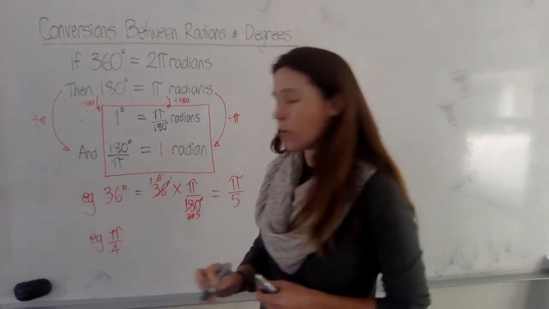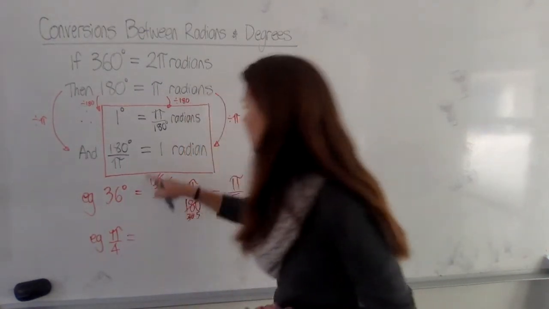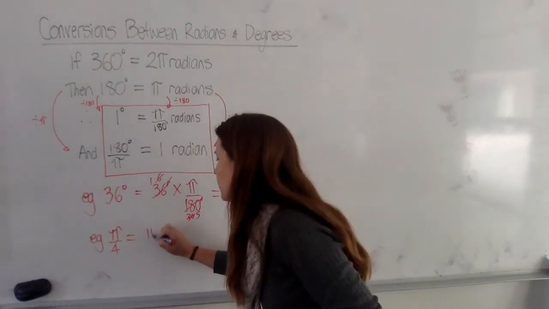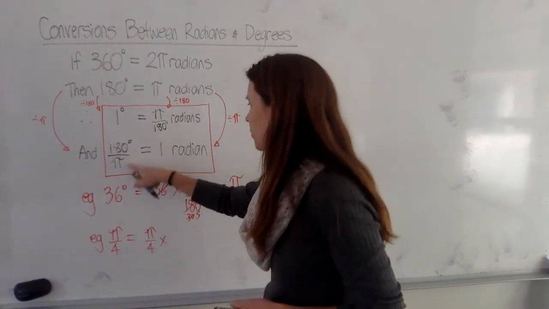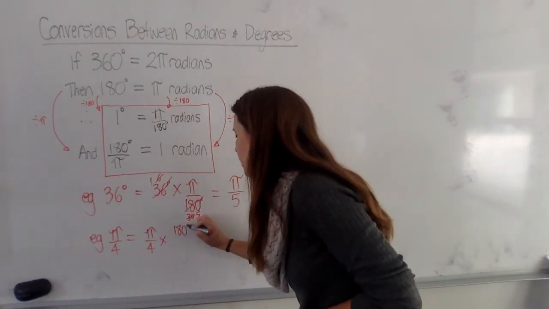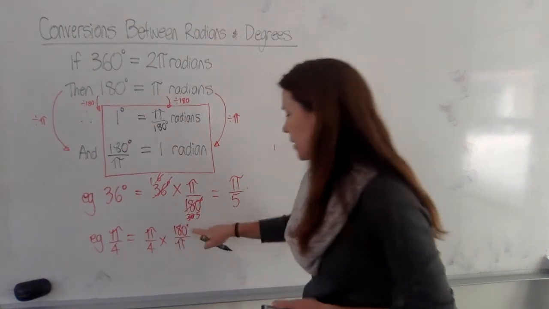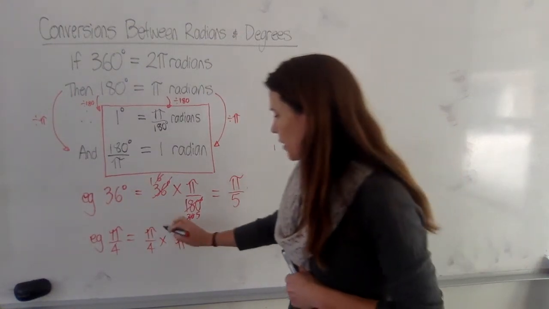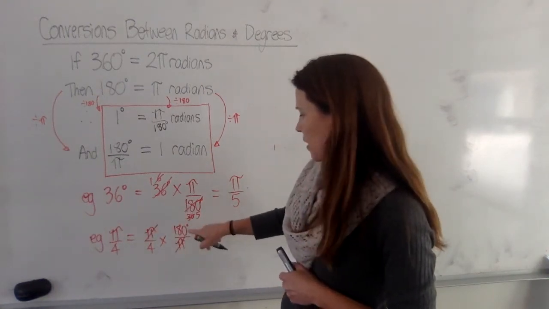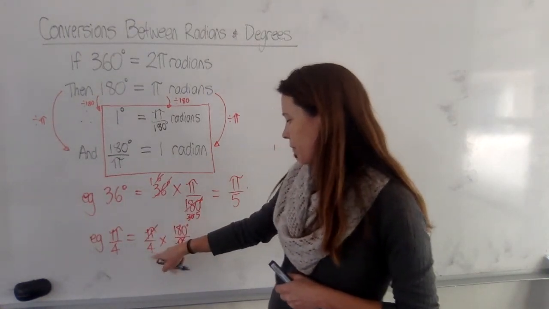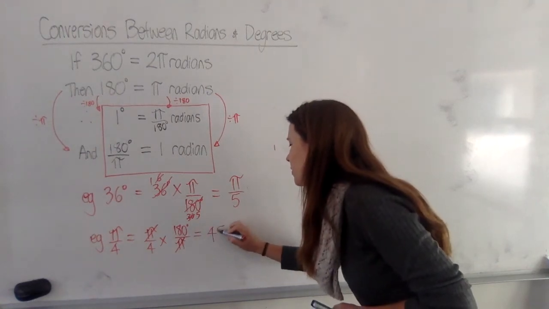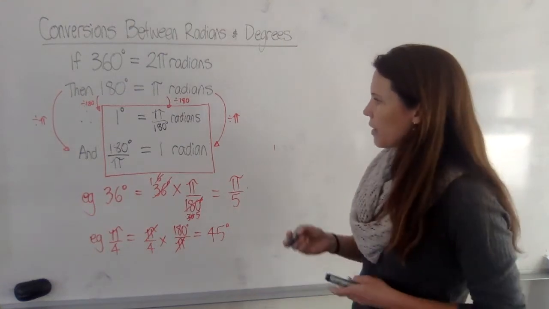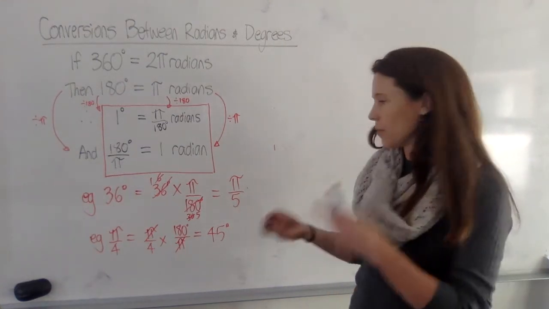Now if I have pi on 4 and I want it in degrees, then I need to use the conversion factor that has the degrees on the top. So I take whatever I'm given and multiply it by my conversion factor, 180 degrees on pi. Notice I've got the degrees sign in my conversion factor there. So when the pi's cancel out, I get 180 degrees divided by 4, which gives me 45 degrees. And you should be able to use that method for converting any number of degrees or radians, one to the other.